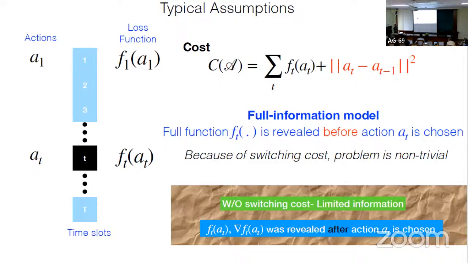The whole idea of this work is that all prior work assumed this full information model, that the action AT is chosen after FT is revealed. We want to go back to the original OCO model where AT is chosen before FT. And what can we say? Can I get everything I get here with this limited information? That's the whole purpose. Question?